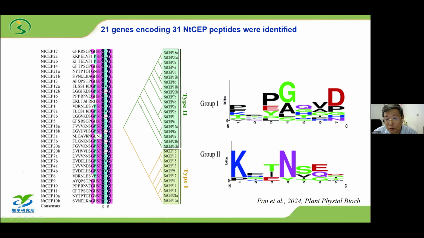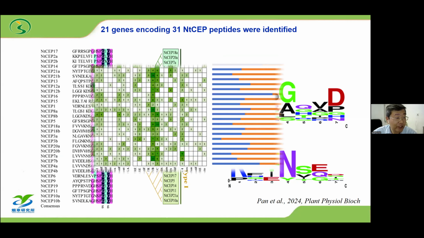Based on the structure of the peptide, these tobacco-encoded CEP peptides can be divided into two types, type 1 and type 2. You can see the conserved amino acids of these two types of CEP peptide. If peptides are in the same type, they are more highly conserved.